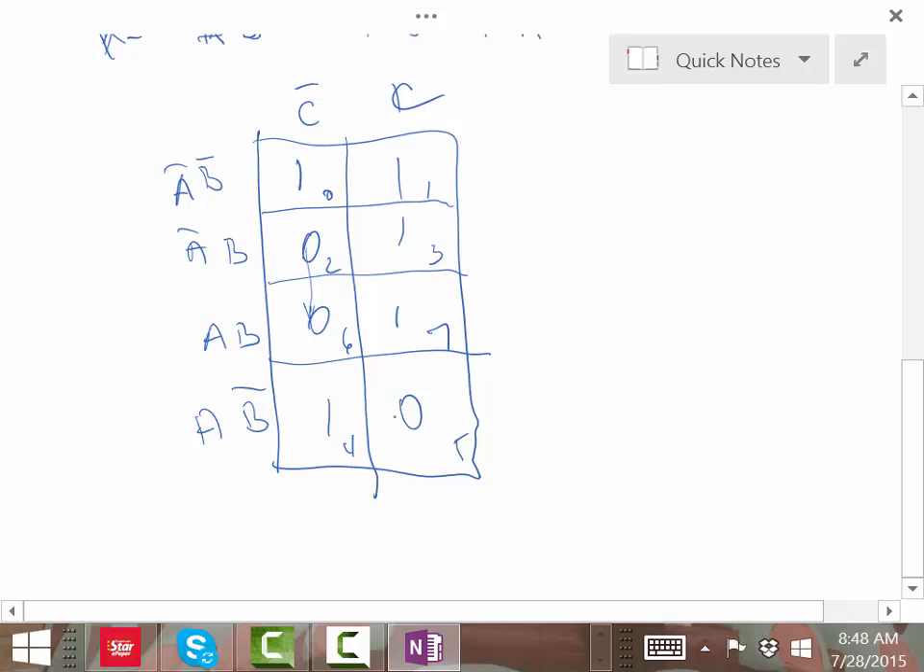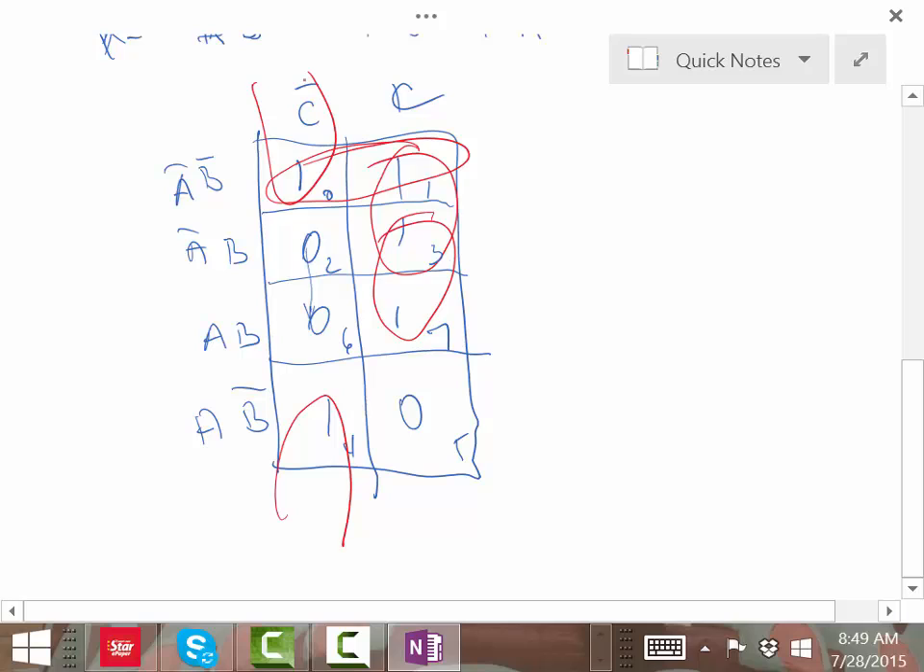What we're going to do is read these out in the largest groupings that we can. We can read in groups of 1, 2, 4, or 8. Looking at the groupings here, this is a group of 2, this is a group of 2, this is a group of 2, and this is a group of 2. You have to realize that these two are connected to each other. Every circle that I draw represents a term in the output equation.